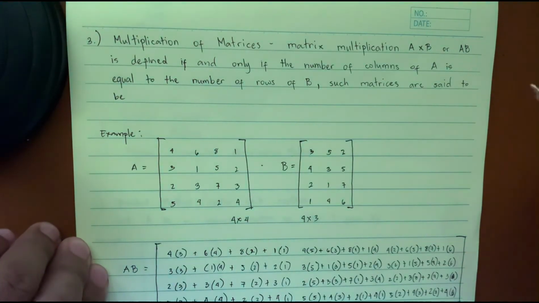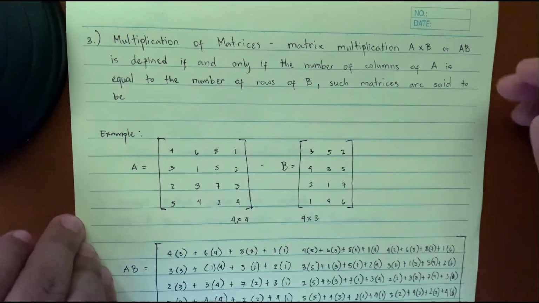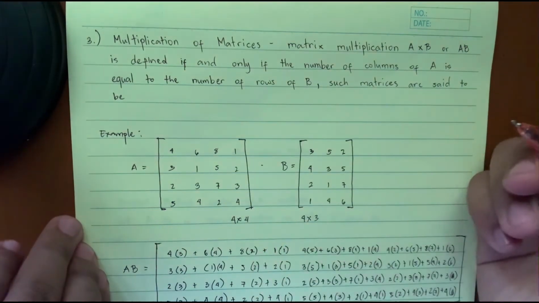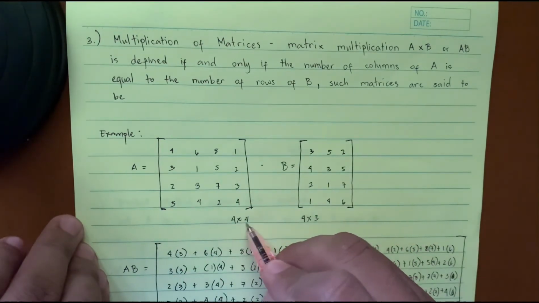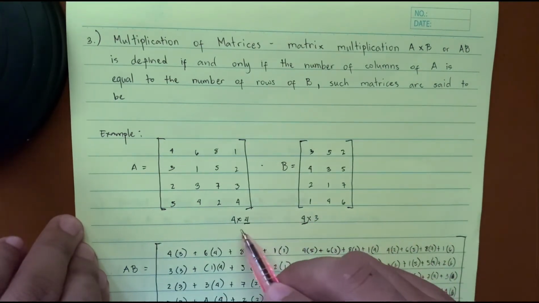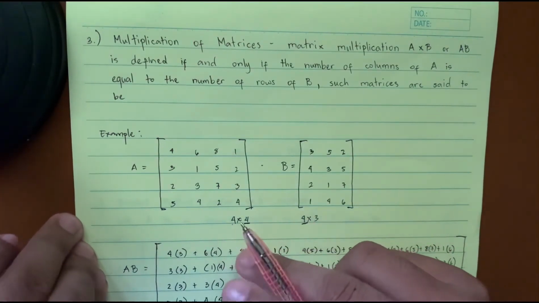Let's proceed to multiplication of matrices. Matrix multiplication A times B or AB is defined if and only if the number of columns of A is equal to the number of rows of B. Such matrices are said to be... Pwede lang daw i-multiply kapag yung rows ng A is equal to column ng B. And itong column ng A saka rows ng B yung magiging sagot.